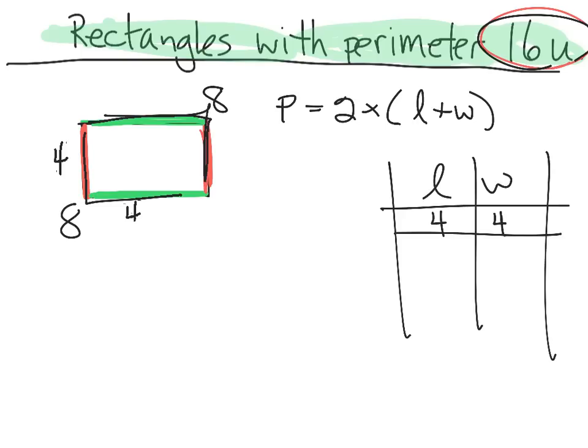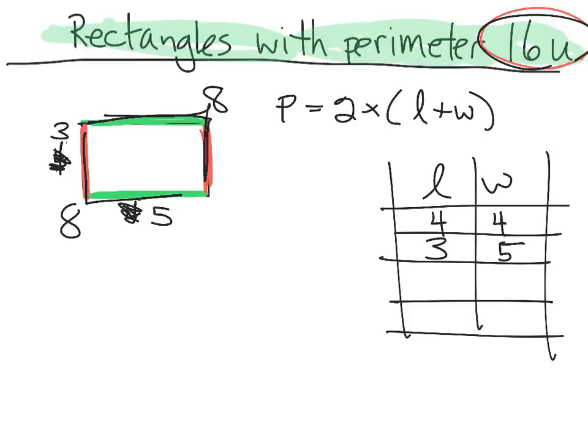What else could give us 8 right here? Well, this could be 3 and this could be 5. So we could make this a 3 and we could make this a 5, and that gives us 8 here, and then this would be a 5 and this would be a 3, and that gives us another rectangle that has a perimeter of 16. So 3 and 5. So a length of 3 and a width of 5.